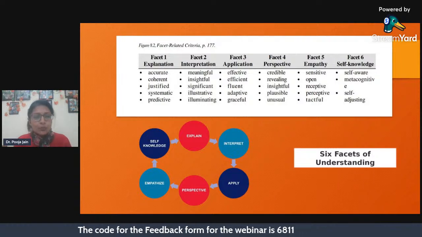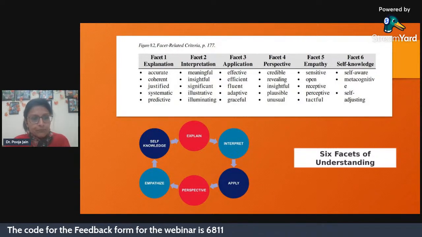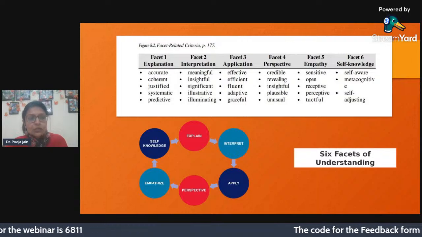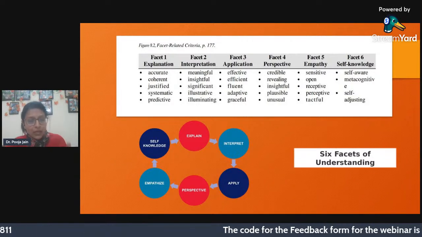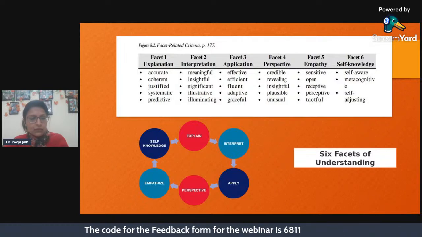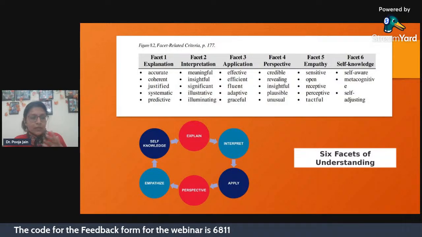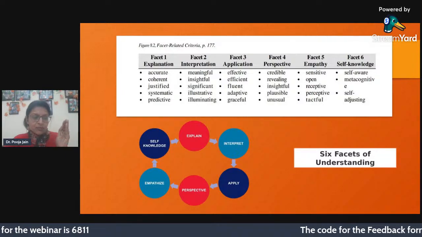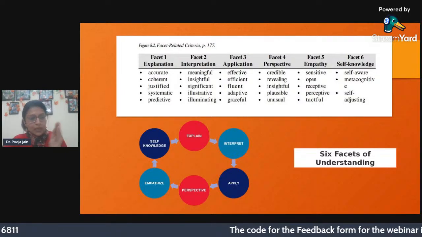I'll quickly touch upon the 6 facets of understanding: explanation, interpretation, application, perspective, empathy, and self-knowledge. I'm not going to go into the detail. I think there's a little time constraint. I'm just trying to cover the first 5 minutes that I had missed out on, and then we'll wind up.